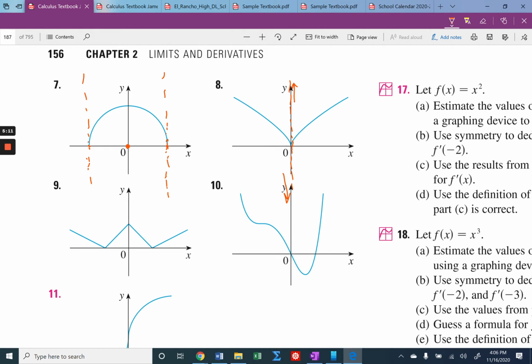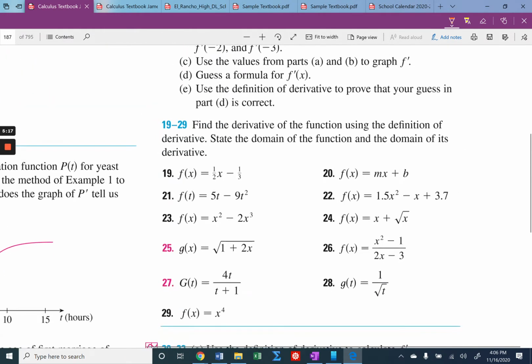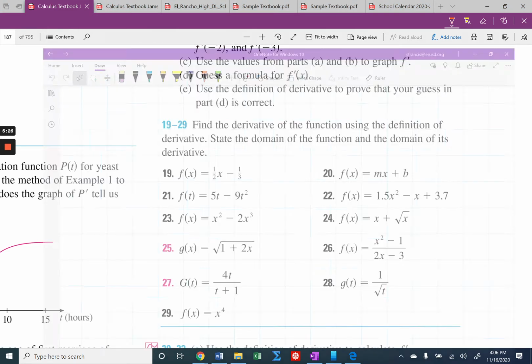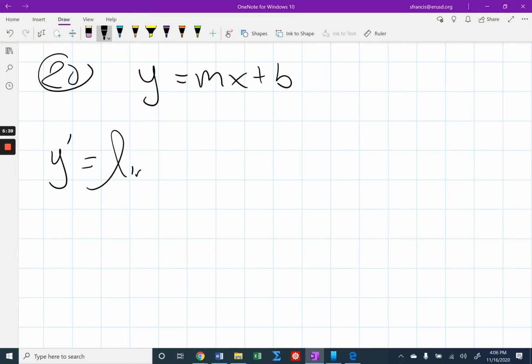Number 20 is the next one on my list. It says to find the derivative using the definition of derivative, state the domain of the function and the domain of its derivative. And we're dealing with y equals mx plus b. They want you to use the definition. If you have y equals mx plus b, you should know the answer needs to be m, because this is a line, and the derivative of a line is the slope of that line, which in this case is m.